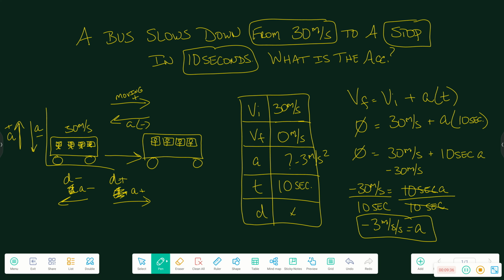Anytime you have an object that's slowing down, it's got to be a negative acceleration. That's why I want you to draw these charts or diagrams, so you see what is happening and can understand, okay, the bus is still moving in a positive direction, but it's slowing down, so therefore the acceleration needs to be negative. All right, so that's the second problem that we did on the practice problems.